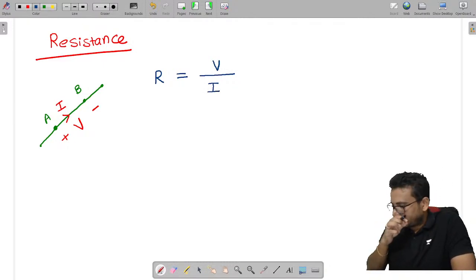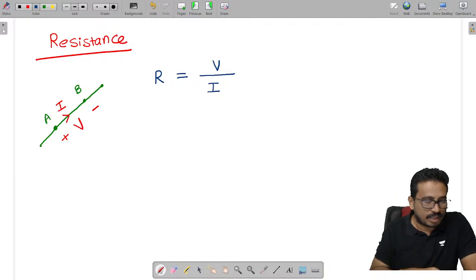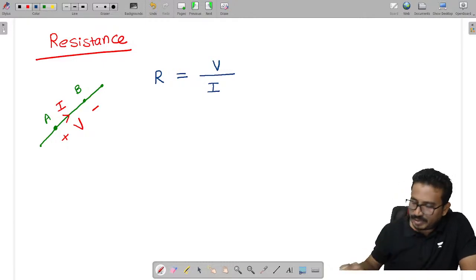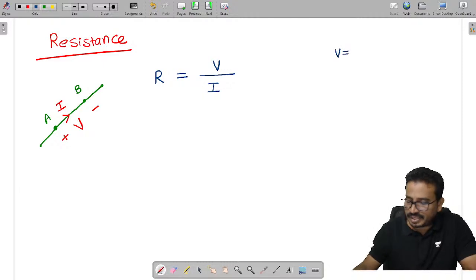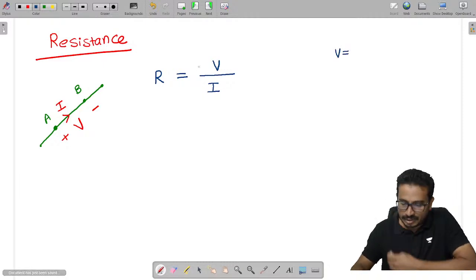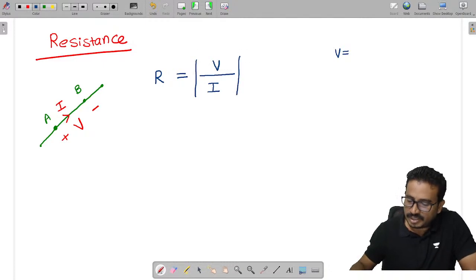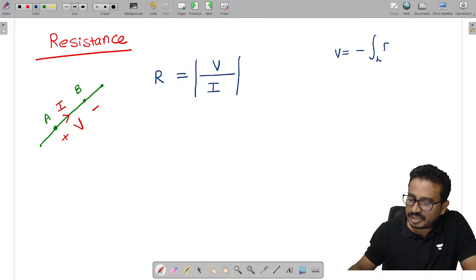Tell me. Now the potential difference V, which we just saw, of course taking the magnitude, is minus the integration of E dot dl.